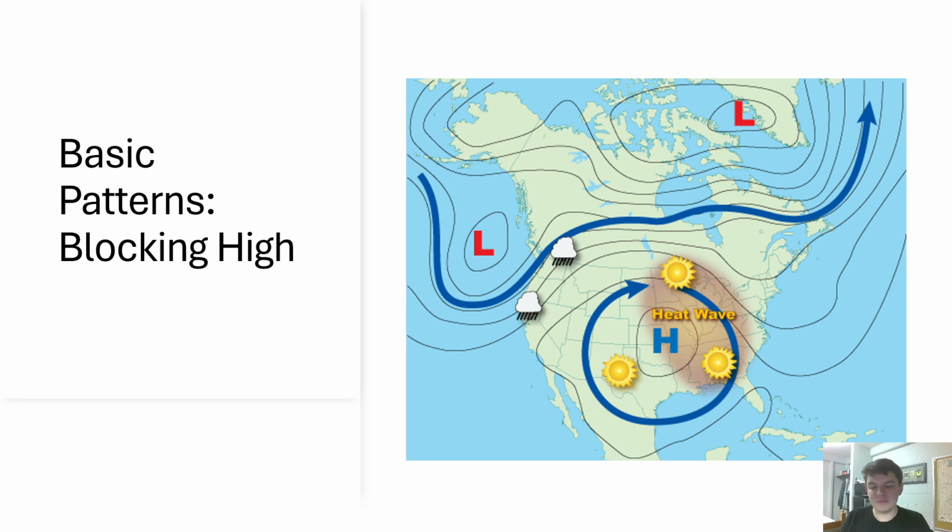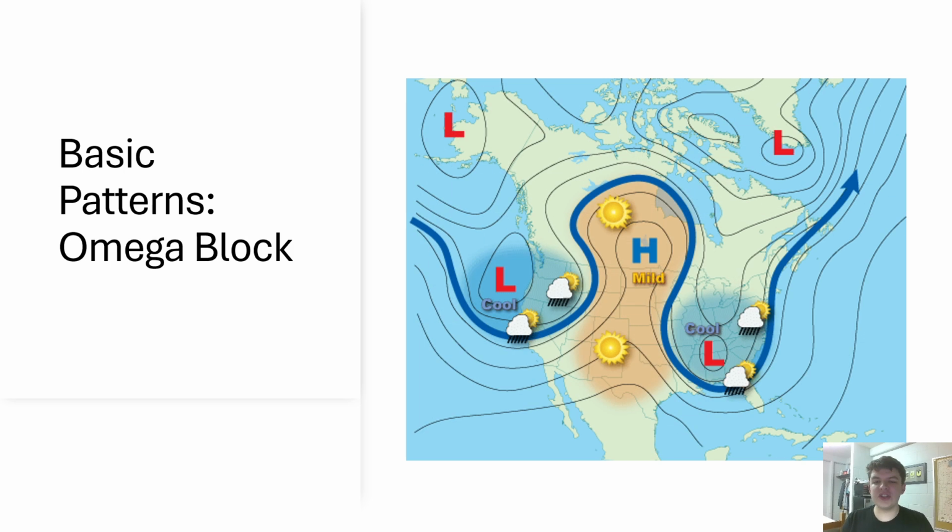The most common of the blocking patterns is going to be your blocking high. This means that you're going to have a heat wave, usually to its east where your surface high pressure system resides. Fair weather across the high pressure system in general as well. The warmest weather, again, though, to the east, slightly cooler off to the west. This is the most common of the blocking patterns you'll see. Two more to go. The next is the omega block.